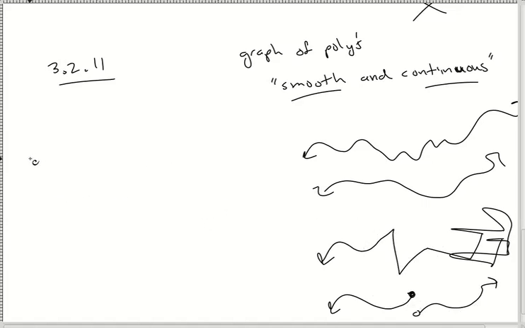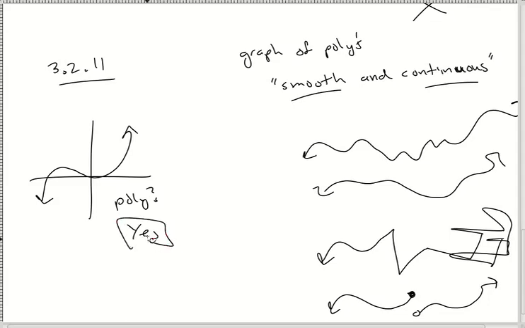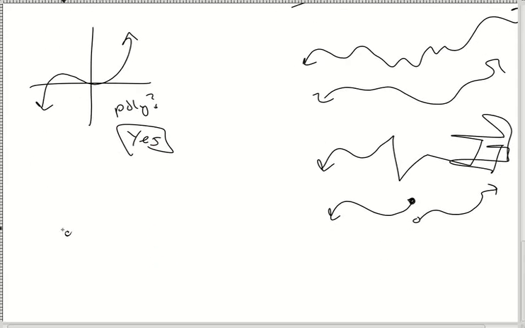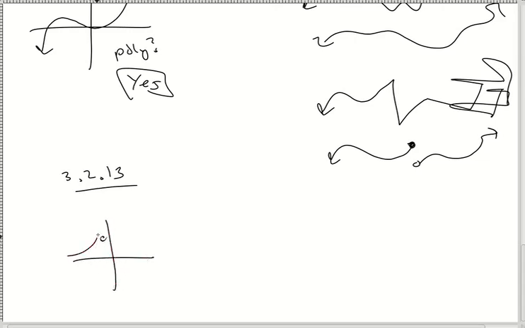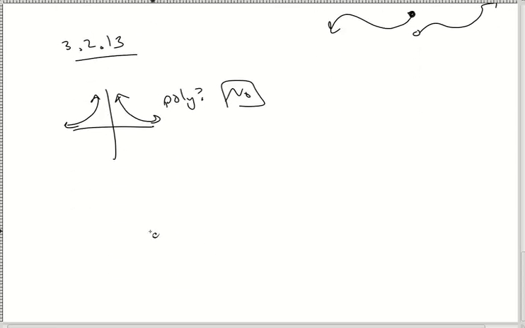Okay, so 3, 2, 11. They have this cool graph that looks like this. They're going to say, is this a polynomial? And you're going to say, yes, because it's smooth and continuous. Okay, what about 3, 2, 1, 3? They have this kind of graph here. Is this a polynomial? And you're going to say, no, because they're not connected. I lifted up my pencil to be able to do the other one, okay?